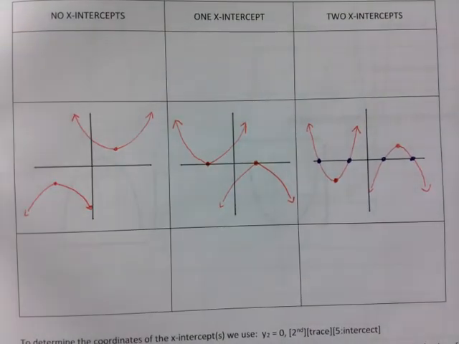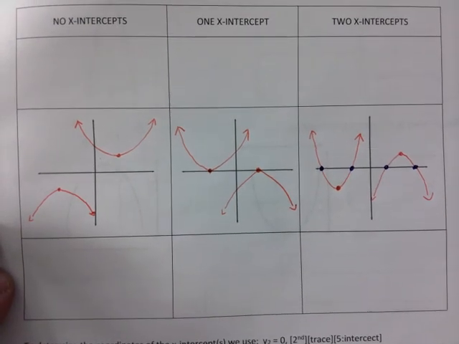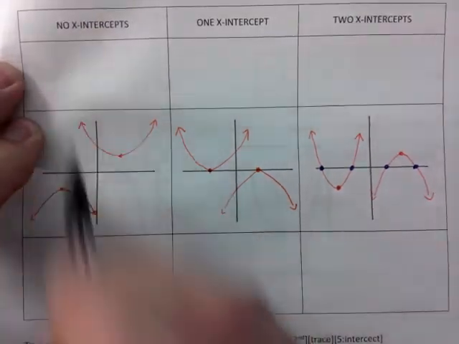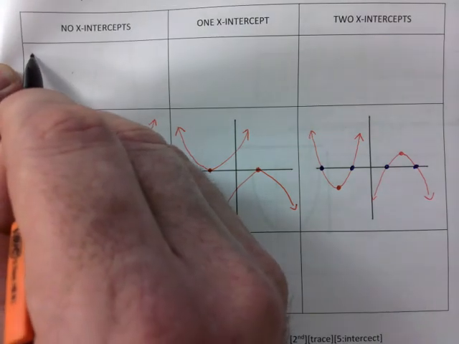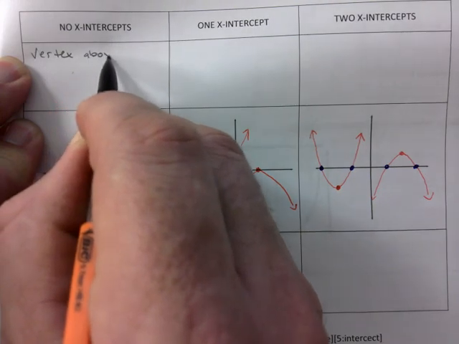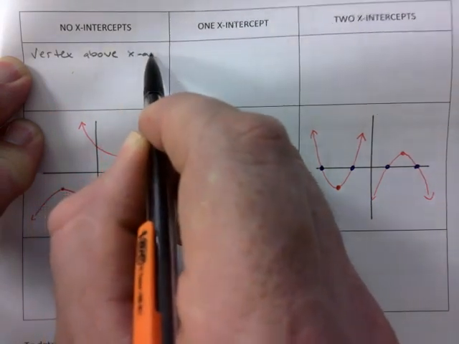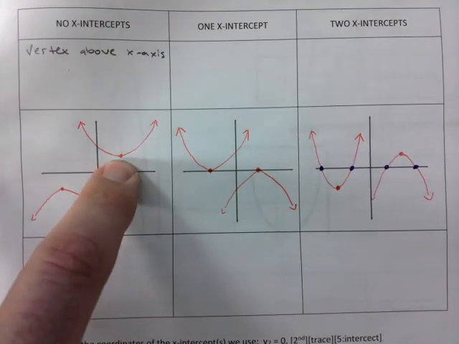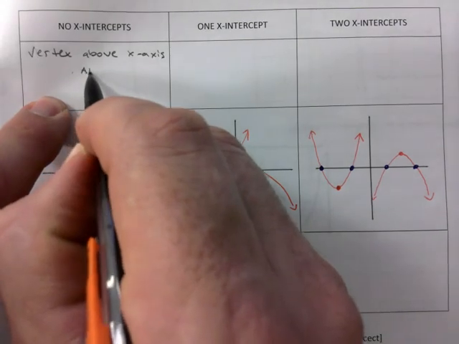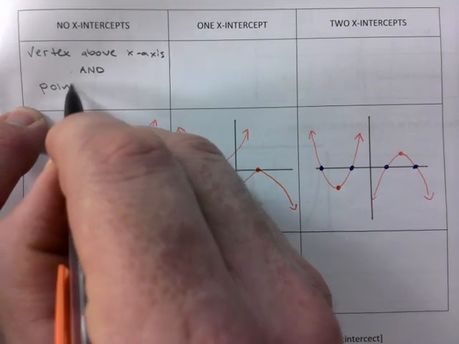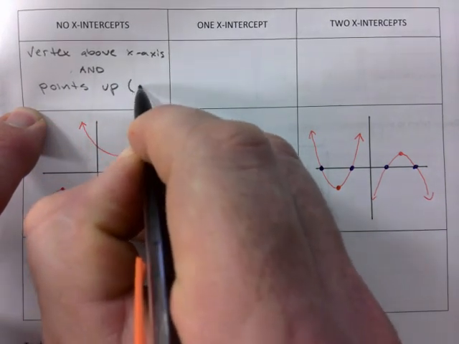So how can you talk about this if I asked you, hey, how could you explain when you are going to observe which scenario? Well, in no x-intercepts, you have 2 scenarios here. Vertex is above the x-axis, right? So this one, for example, vertex is above the x-axis and points up, meaning A is positive.